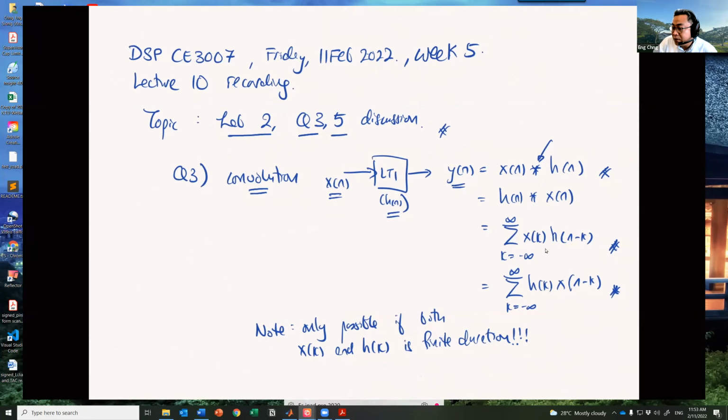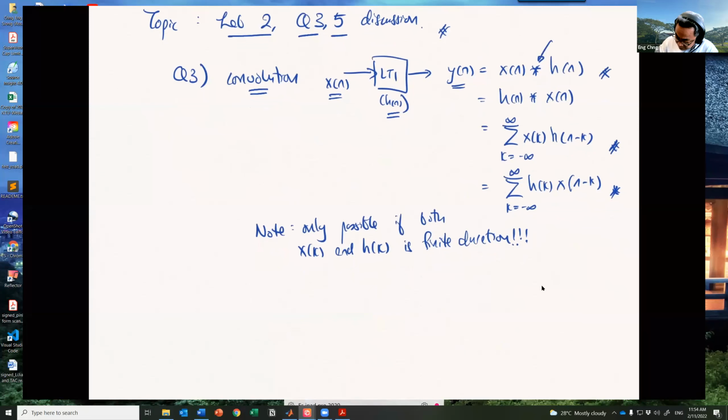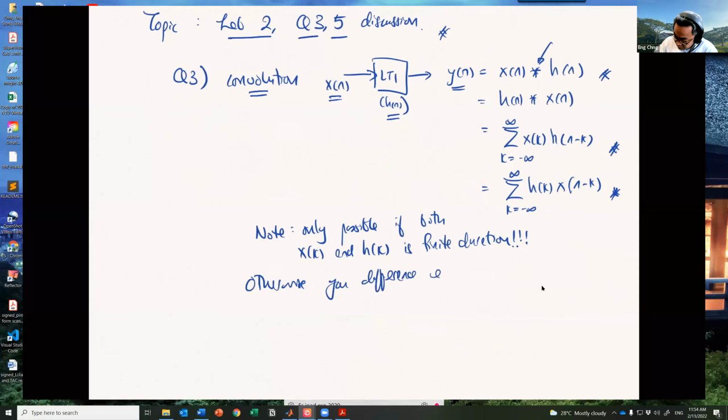Now, you realize that if either h or x is infinite in length, then you cannot compute y[n]. So I repeat: if either x or h is infinite length, to compute one point, you need to do this sum over infinite terms of h or of x. So it's only possible when x or h is of finite duration. Otherwise, you have to use the difference equation. So for example, y[n] equals x[n] plus 0.5 y[n-1].